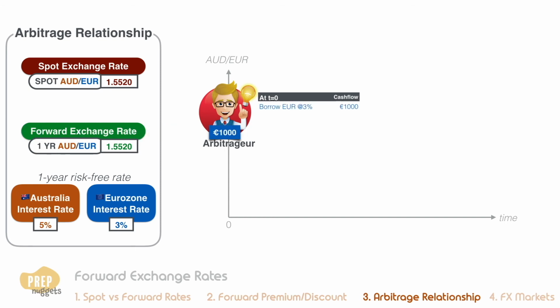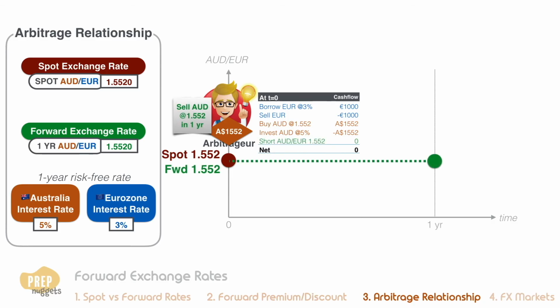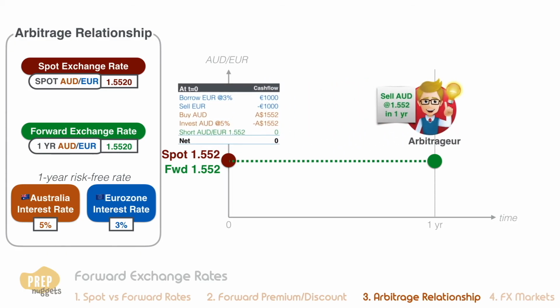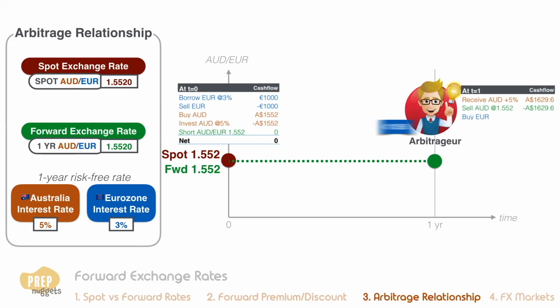Firstly, he borrows €1,000 for 1 year at the risk-free rate of 3% and uses it to purchase AUD at the spot rate. He invests the AUD at the risk-free rate of 5% for a year, and at the same time, he enters into a currency forward to sell AUD at the forward rate of 1.552. After 1 year, he would have 1,629.6 AUD, including interest. As he has the forward contract, he can sell the AUD at 1.552 rate, which means he exchanges all the AUD for €1,050. He repays his loan with interest and he pockets €20 totally risk-free with 0 cash outlay.